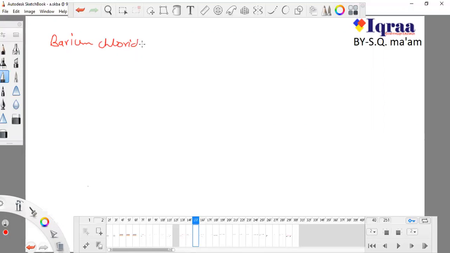Barium chloride. This is the symbol of barium, and this is the symbol of chlorine. The valency, hydrogen, helium, lithium, beryllium, boron, carbon. The valency of barium is 2, and the valency of chlorine is 1. Right now we don't need to do anything with the plus and minus 1. Just exchange their valencies: BaCl2. 2 goes with chlorine and 1 goes with barium. This is how I got barium chloride.